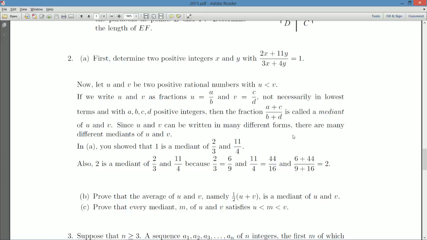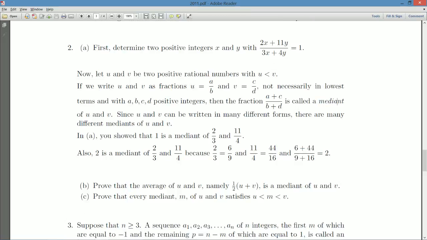Okay, so we have a new concept of mediant, and we've seen it already in part A. So this sort of equation would show us, if we put our desired mediant over here, we can set up this sort of an equation and solve for x and y. B, prove that the average of u and v, namely 1/2 (u plus v), is a mediant of u and v. Okay. Well, first, let's figure out exactly what this guy looks like.